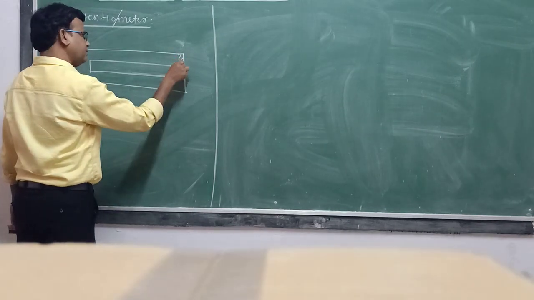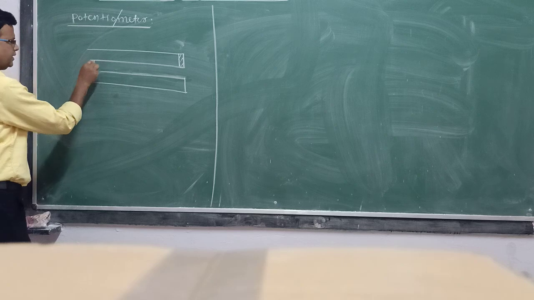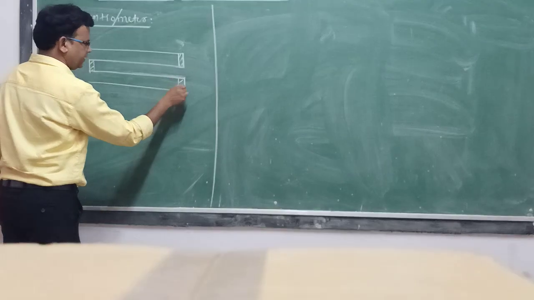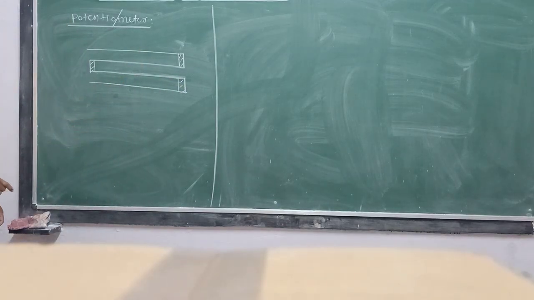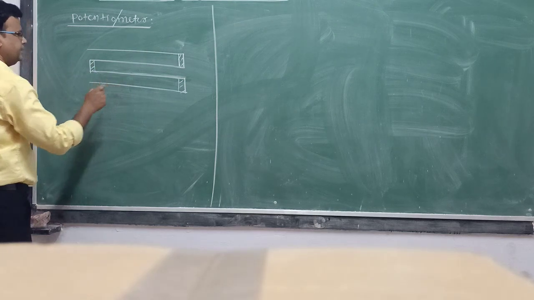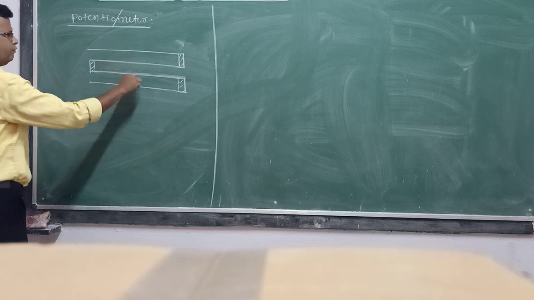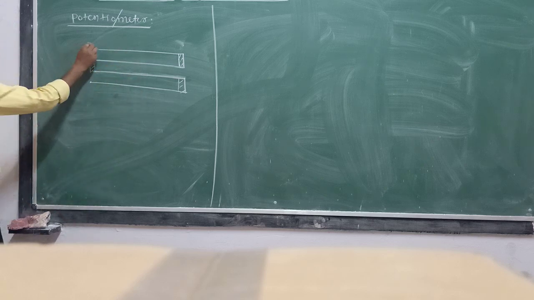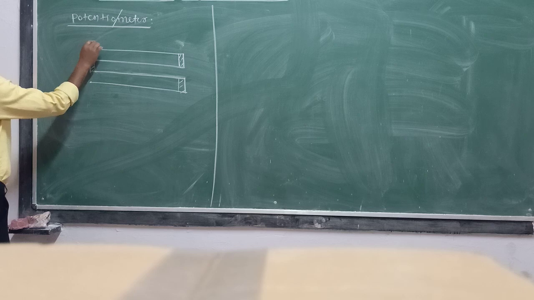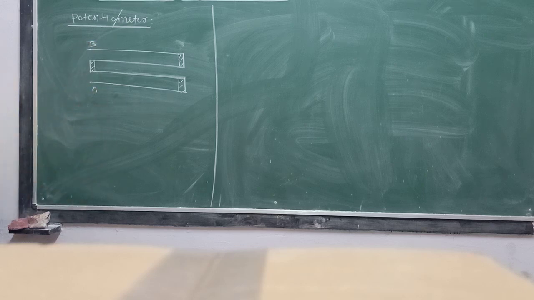So basically the potentiometer consists of 1 meter long wires which are connected in series with each other with the help of thick metallic strips. These are the thick metallic strips and these are the 1 meter wires. So all these wires are in series. Here I have drawn a potentiometer of 4 meter length. Now these two ends of the potentiometer wire are connected with a battery in series with a rheostat.